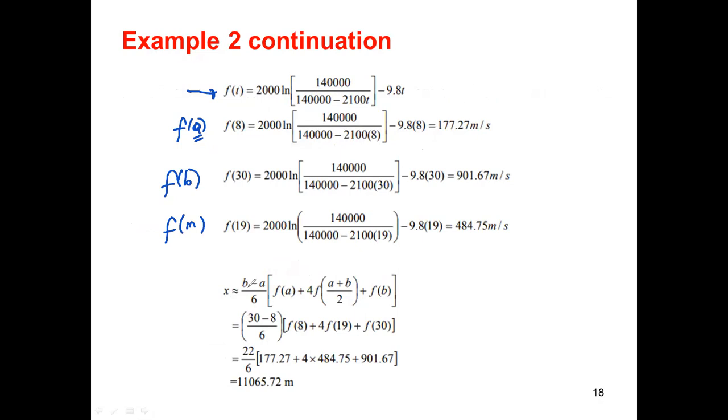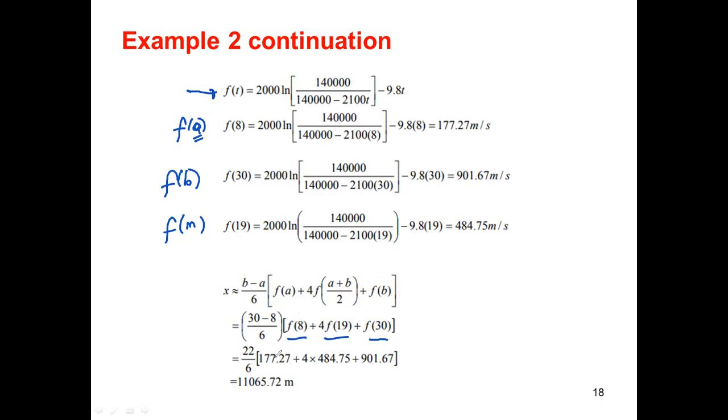So you have the b here, 30 minus 8 divided by 6 times the function value at x equal to 8. This one is the lower limit plus the function value at the upper limit plus 4 times the function value at 19, wherein you have a plus b divided by 2. So you incremented this one by 11. Plus 11, that would be 30. So you increment by 11 to get the middle value, which is 19.